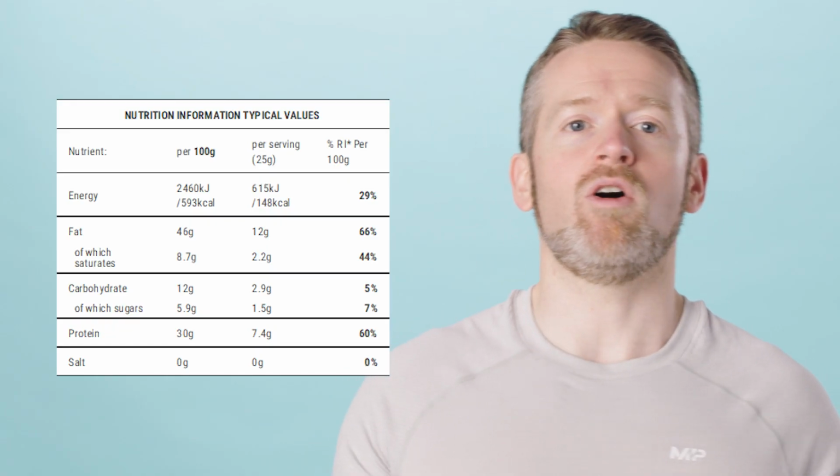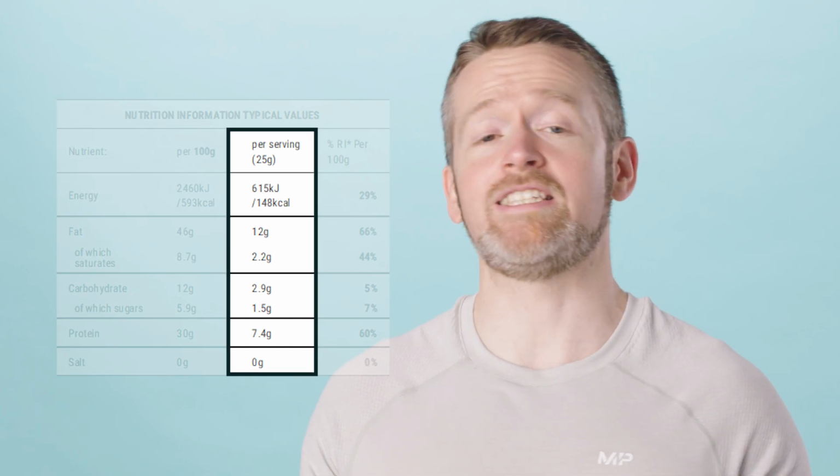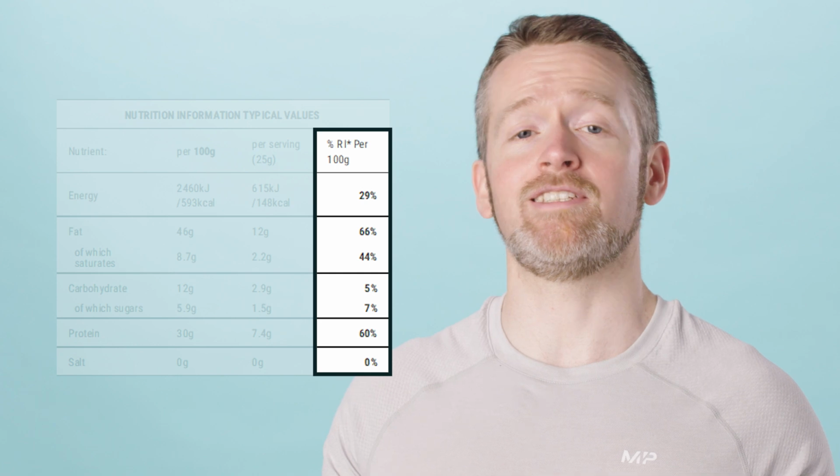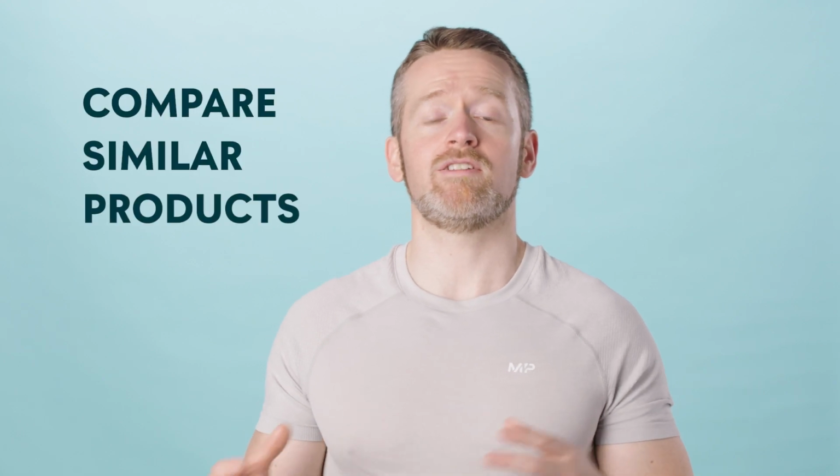In this example, we also have a column showing values per 25 grams, which is a serving size, and also percentage of your recommended intake. The importance of having a portion column is huge. The reason you get values per 100 grams is so we can compare similar products by weight.